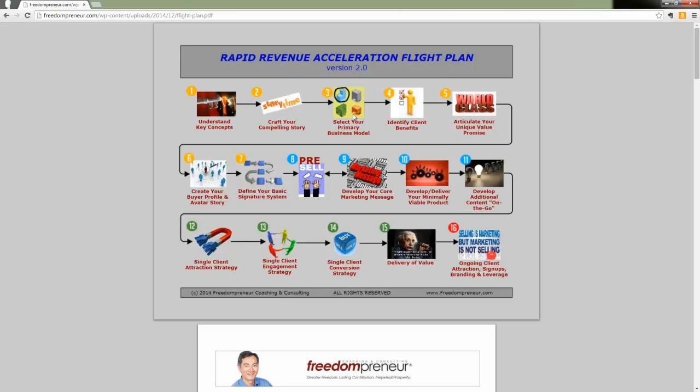Okay, step 3, select your primary business model. Your business model could be a coaching model. It could be a consulting model, as in helping people to get the work done. The coaching model is you're providing advice only. You could have a training model. You could have an information product only model.